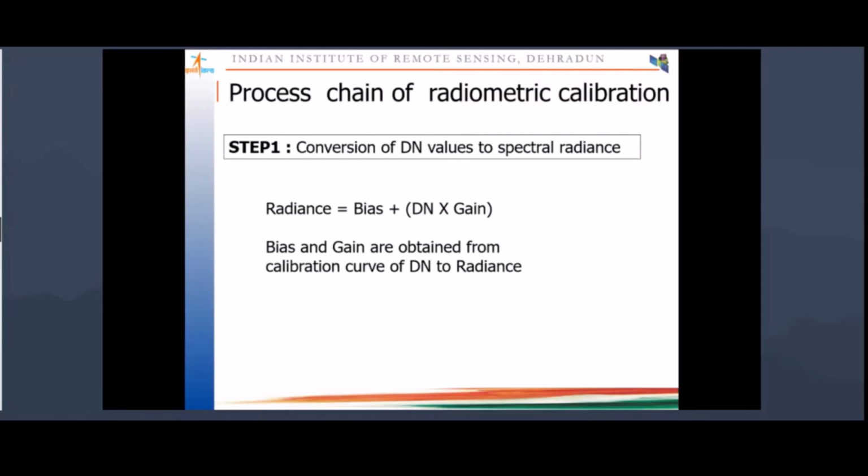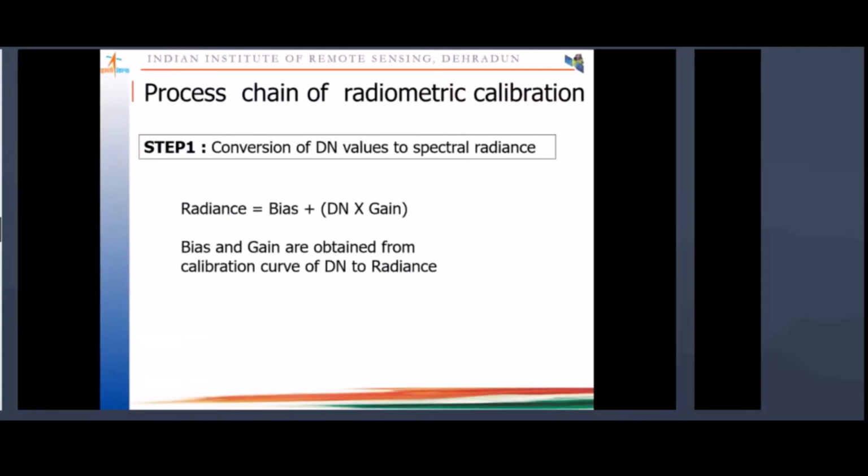I hope you understand what is radiance, because the prerequisites of this webinar require that you have a basic understanding of the remote sensing process and some terms associated with it. For the sake of just a revision of that, I'll briefly tell you what is radiance.